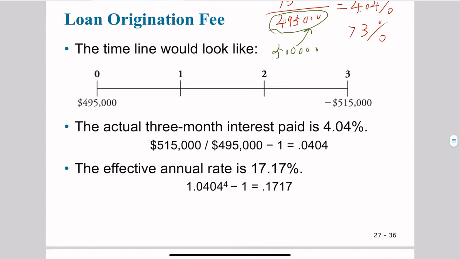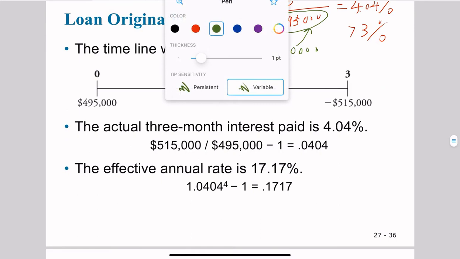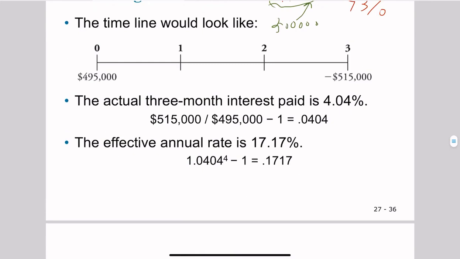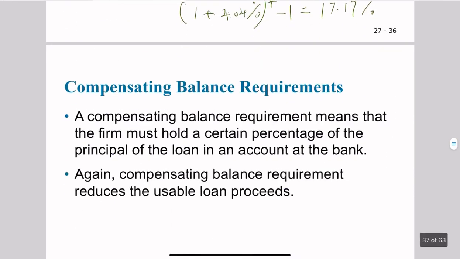Okay. Of course, if you have the 3-month interest rate, you can also find out the effective annual rate, right? Because we have the 3-month interest rate, and we have 4 quarters per year, right? So we have an exponent of 4 here, minus 1. This gives us the effective annual rate.